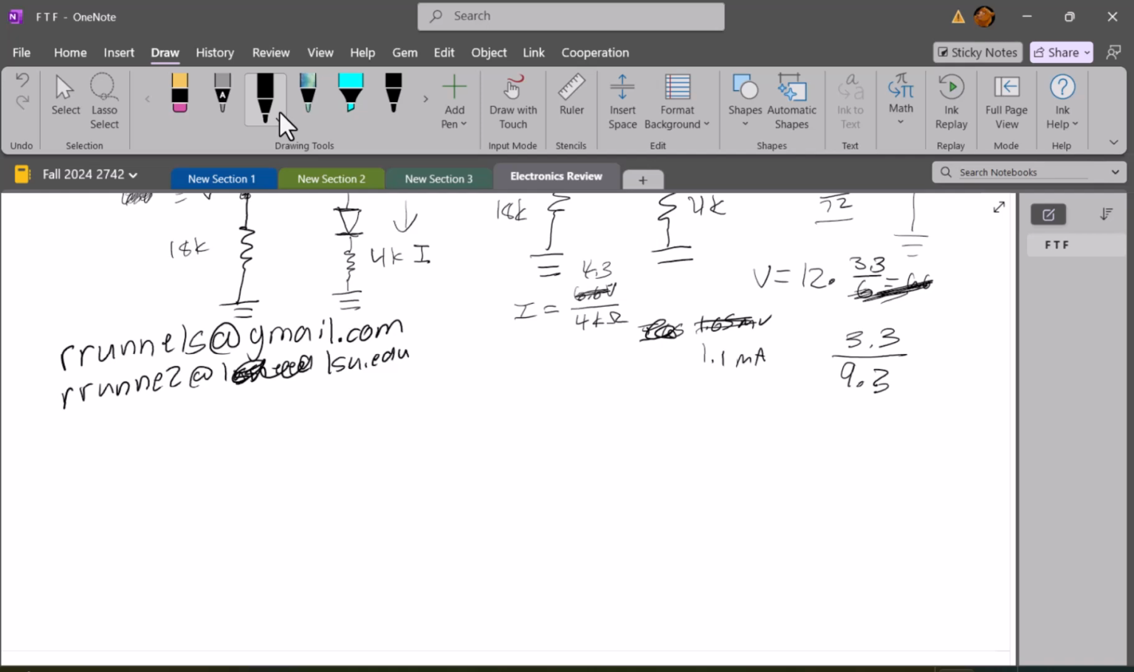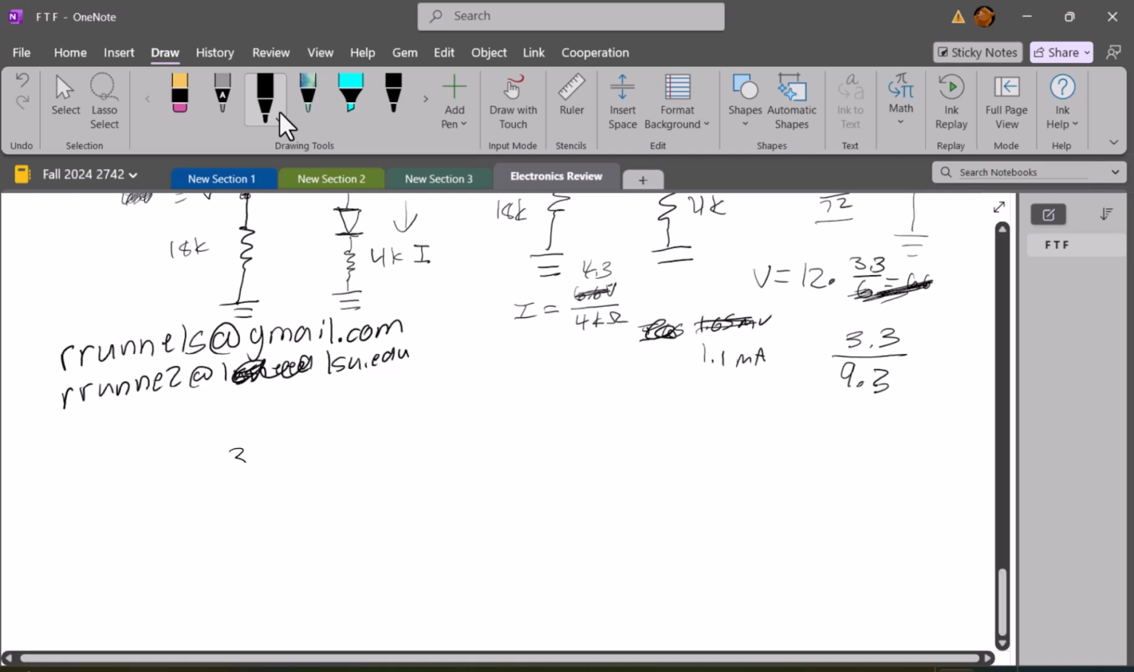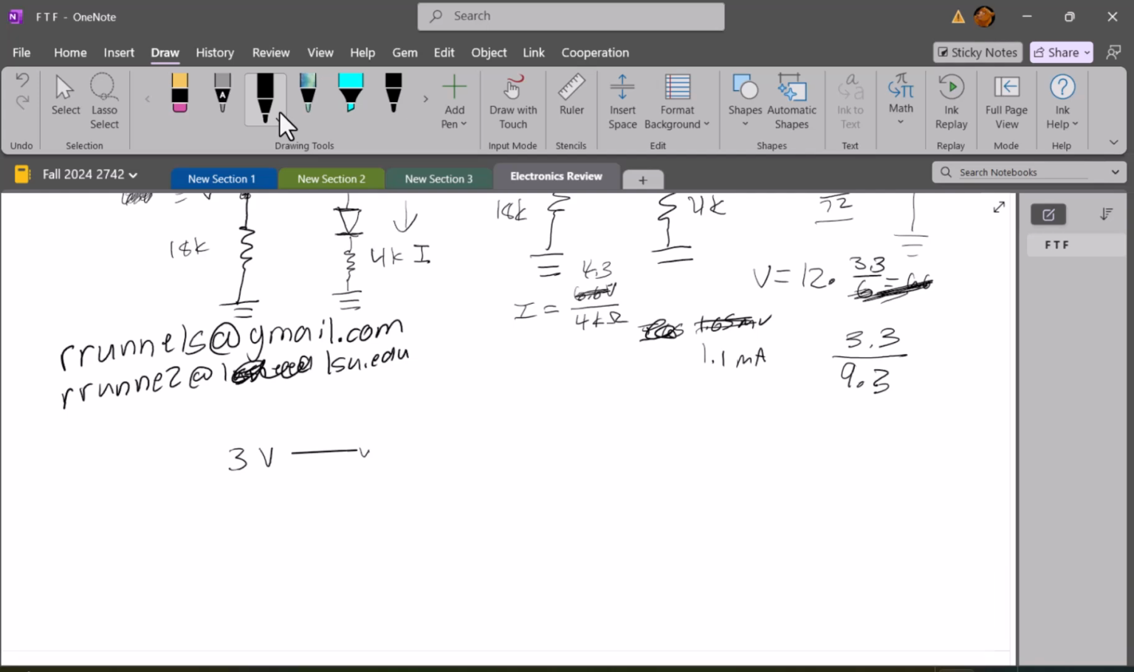Okay. So let's say I had 3 volts here, and let's see.